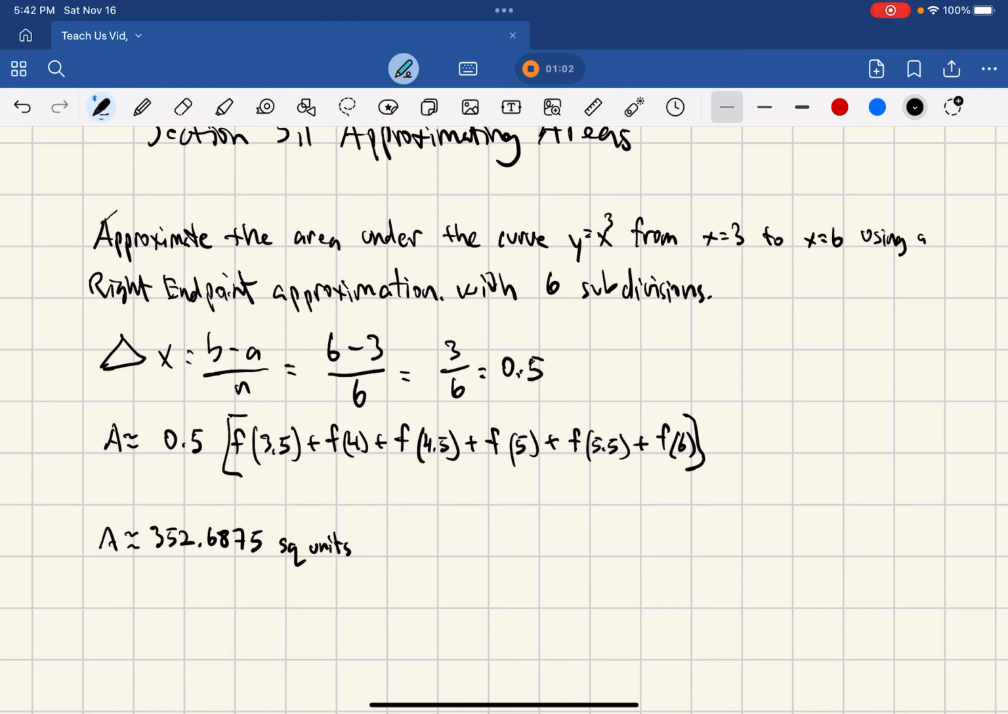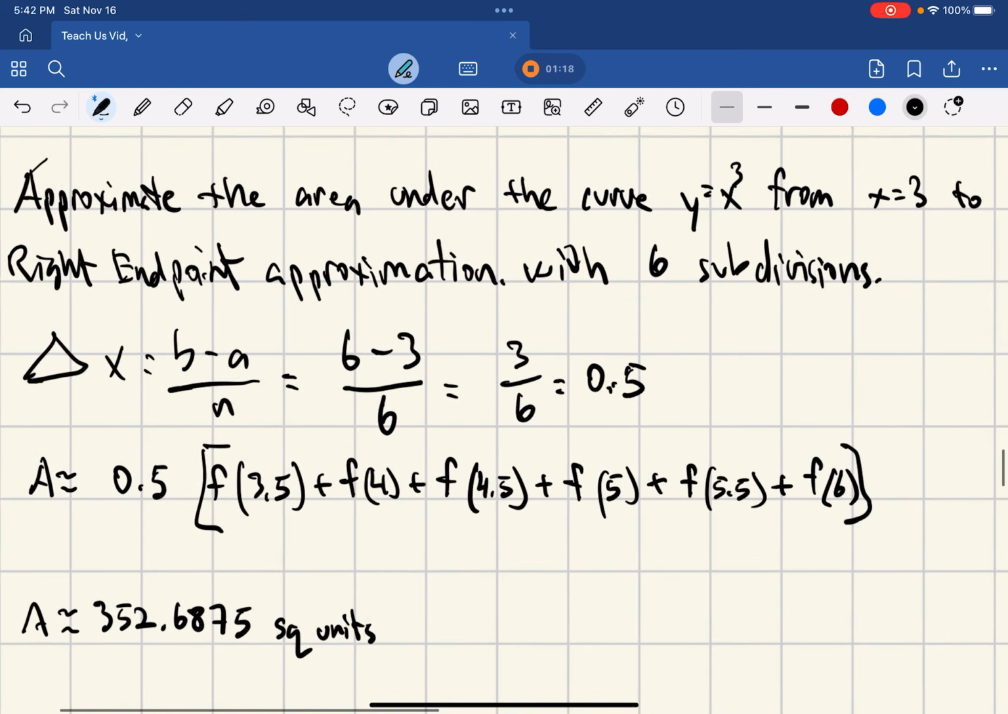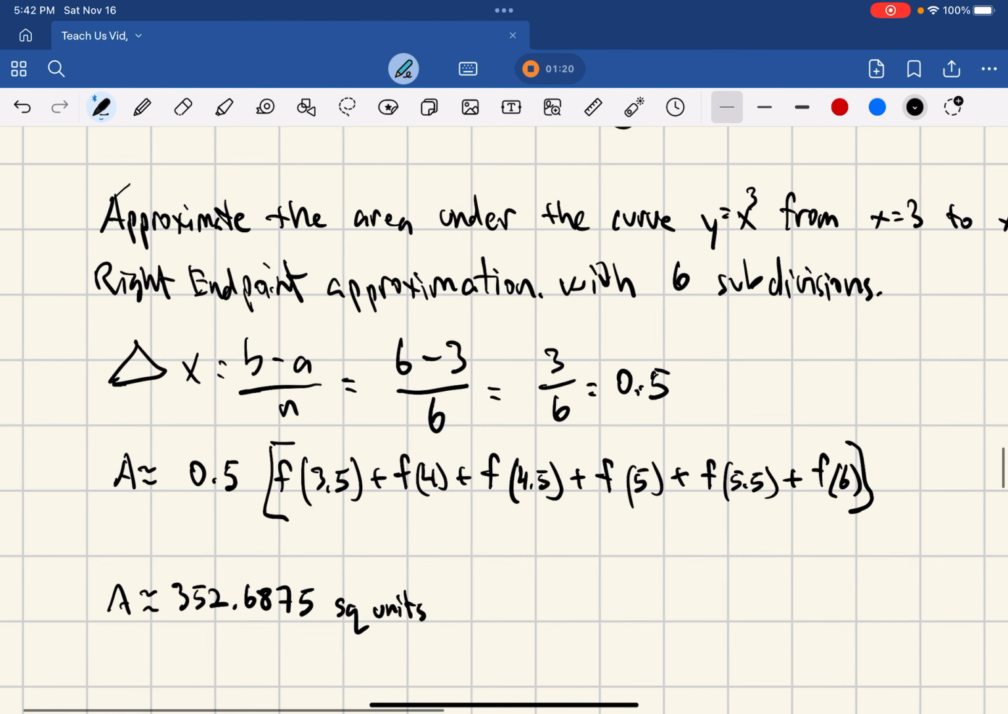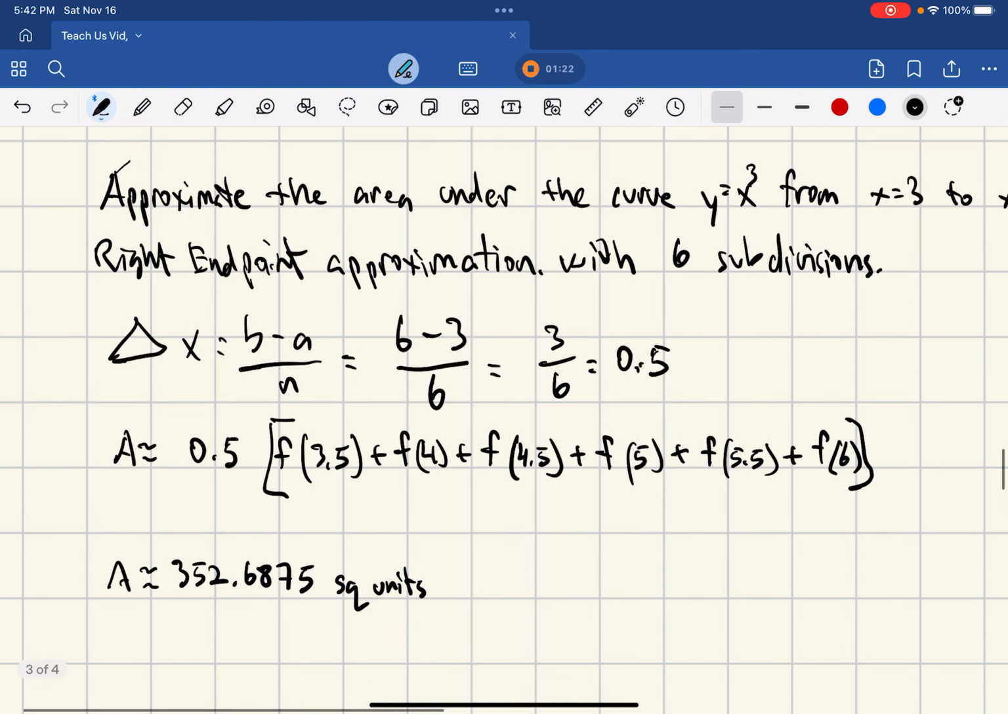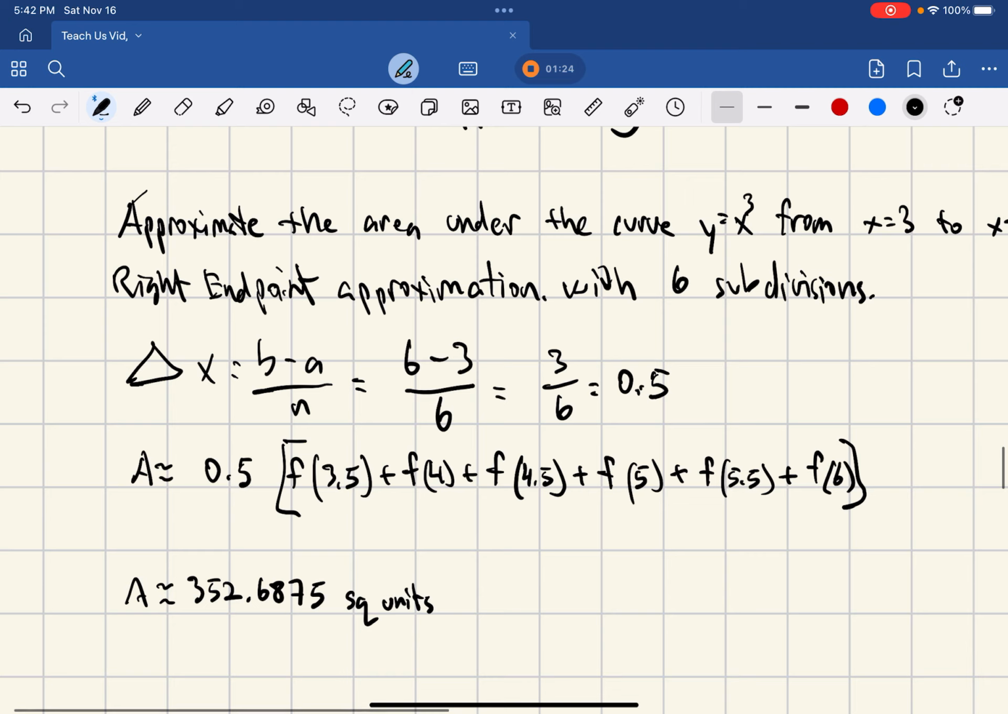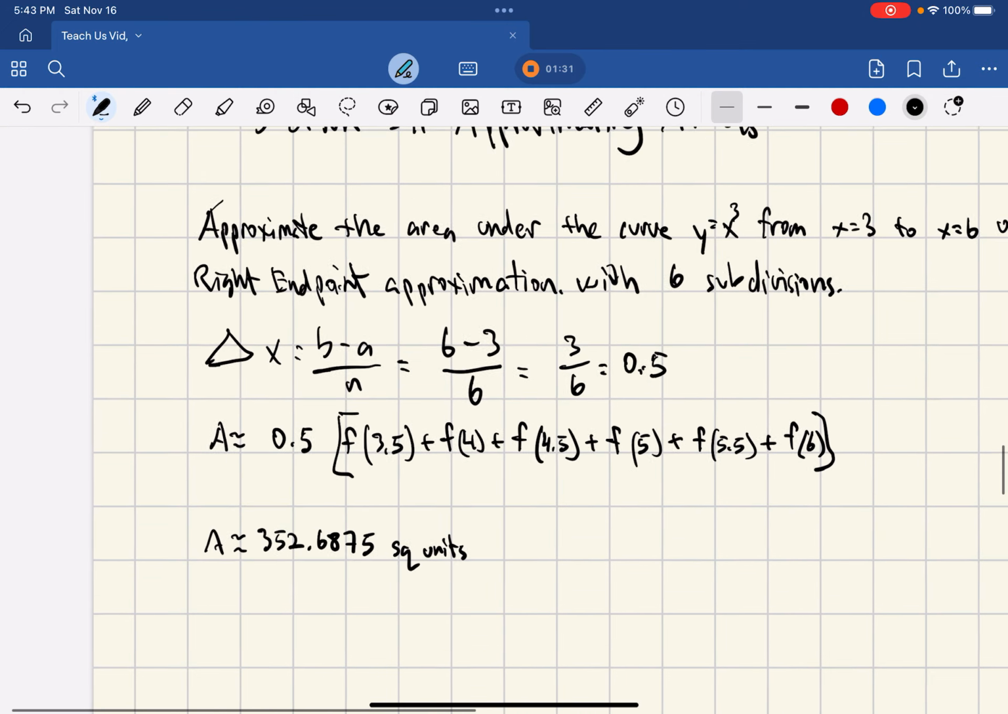You're going to evenly break down that section into a bunch of rectangles, so they all have the same width. In this case n is 6 because it's asking for 6 subdivisions. We just plug all these values in, and we'll get 0.5. So the width of each of these 6 rectangles that we make is 0.5.